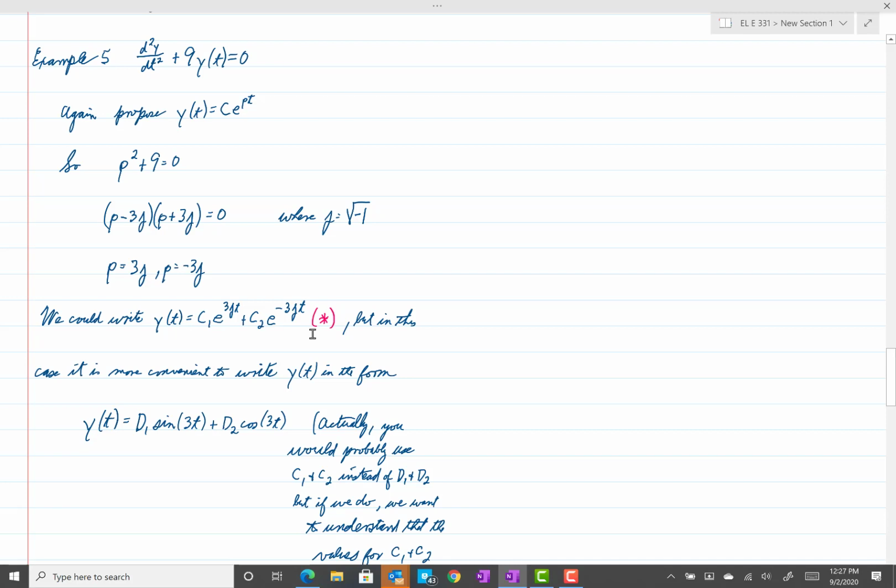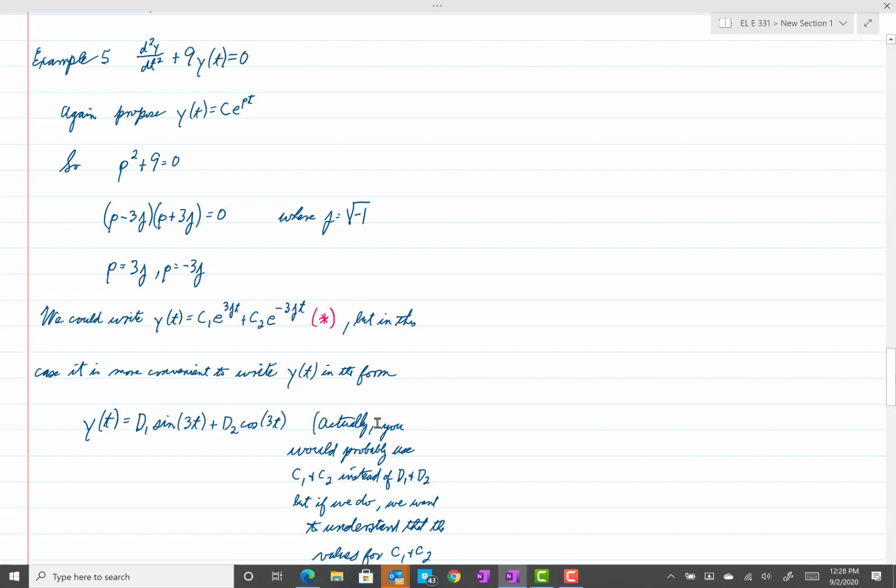And that is correct, but we very frequently will decide to write it in a different form. And that different form is this: d1 sine 3t plus d2 cosine 3t. Now, we will see later why these two expressions are the same. It has to do with something called the Euler formulas. But just remember that when you have imaginary roots, you will usually go to the trig functions.